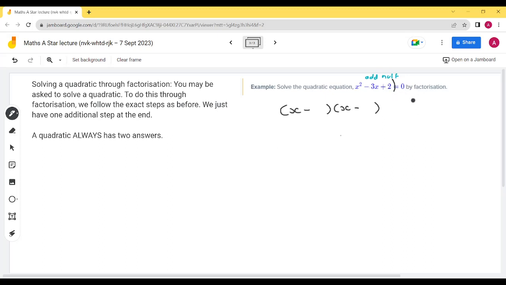Well, there is only one factor pair of 2. The only way is 1 times 2 equals 2. Obviously, 1 plus 2 equals 3. So those are our two numbers we're going to have in the brackets. x minus 3, sorry, I've written it wrong there. x minus 2 and x minus 1.